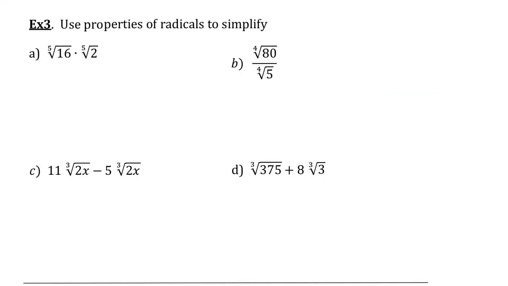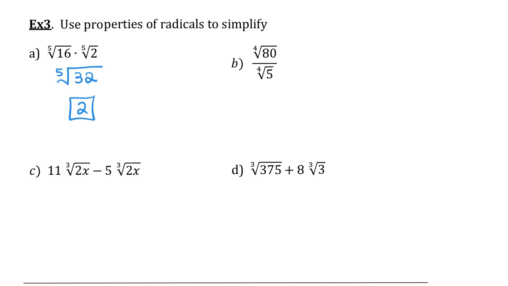Okay, now we're going to use properties of radicals to simplify. Okay, 5th root of 16 times 5th root of 2. Now if I knew the 5th root of 16, I would just evaluate it. Since I don't, and since they're both 5th roots, let's multiply them together and see if it'll make it easier. 16 times 2 is 32. Do we know the 5th root of 32? Yeah, it's 2. Okay, so I only multiply them if it's going to make it easier.